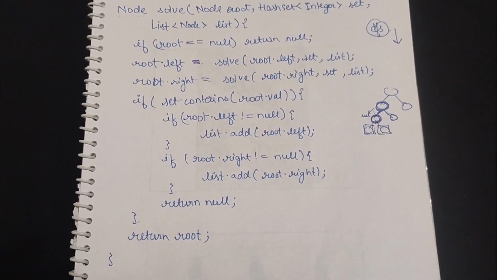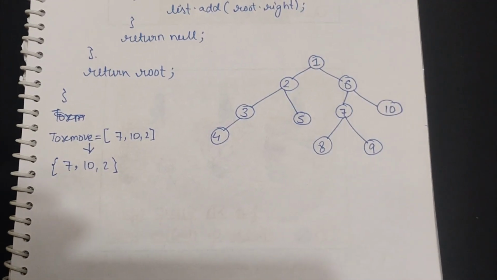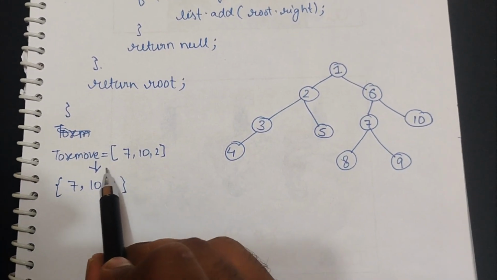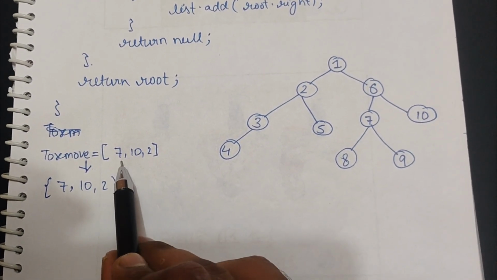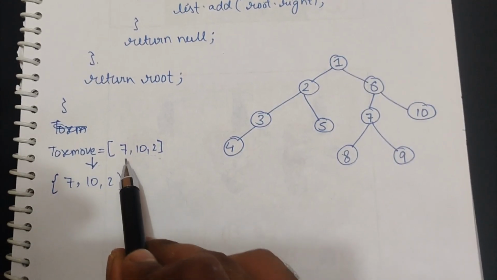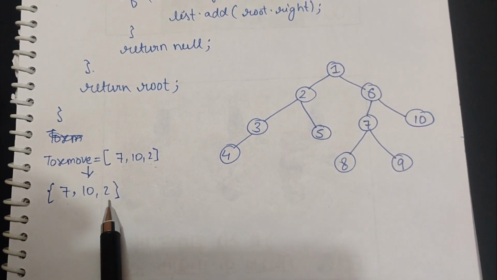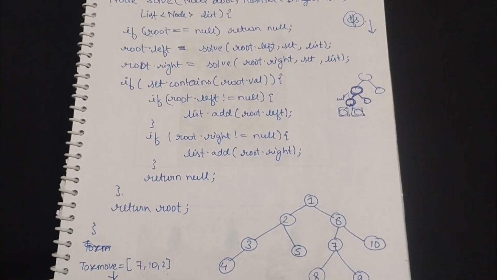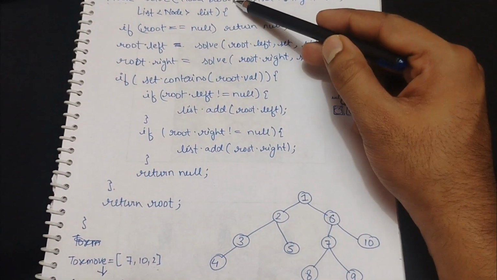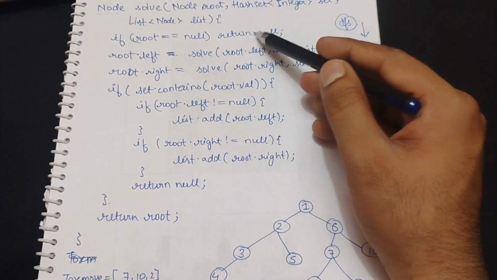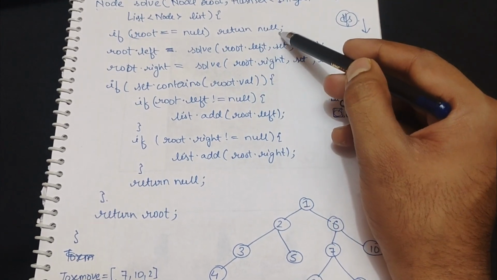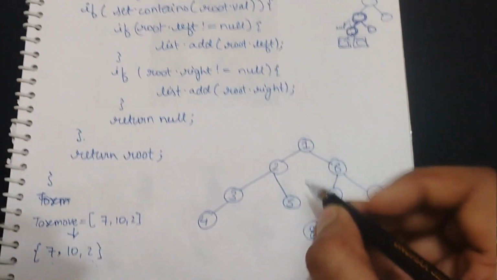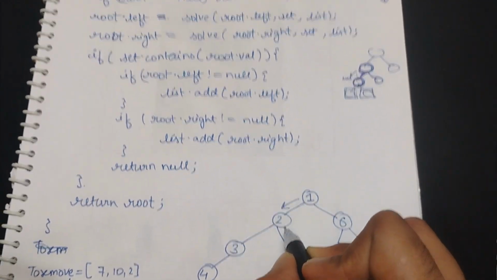Now we'll do a quick dry run. Okay, now I have drawn the tree for the dry run. Here the to-remove array is given, that is, these nodes are to be deleted, and now I have converted that into a set, you can see. Now let's start this question. When I call this function with root, that is 1, it will come over here. Is 1 null? No, it is not. It will call root dot left. Now the pointer will come to this node 2.